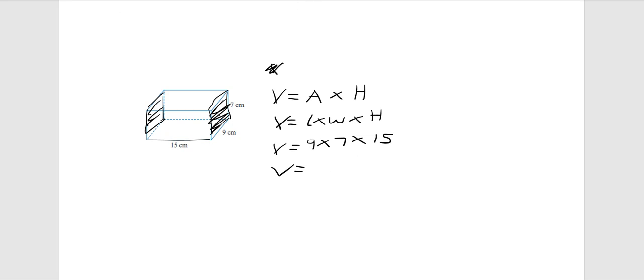So 9 times 7 is 63, times 15. You can use an algorithm to work this out. And we should get 945 centimeters, and we're measuring volume, so 3D, so centimeters cubed.